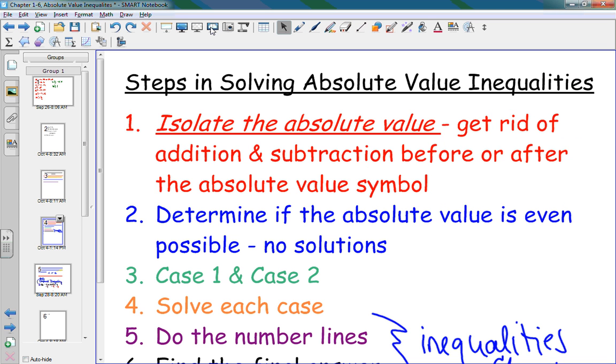Now, solving steps in solving absolute value inequalities. Number 1, isolate the absolute value. You're going to get rid of every single thing that's attached to the absolute value if it helps you. There's going to be times where it's not going to be very helpful because do you like to deal with fractions? No, if you don't like to deal with fractions, do you really want to get rid of a number that's attached to it then? Probably not.